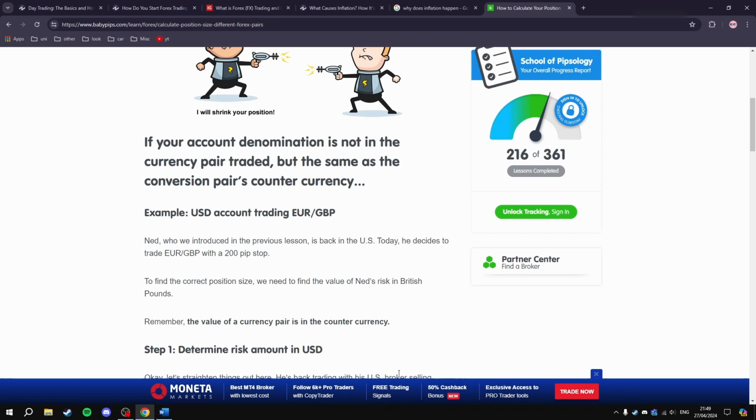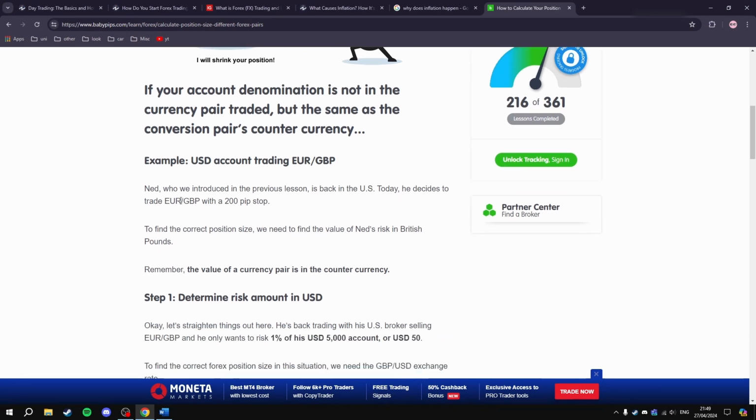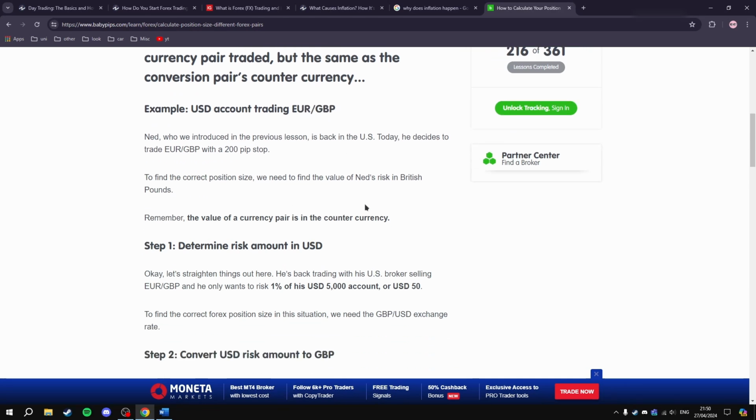Ned, who we introduced in the previous lesson, is back in the US. Today he decides to trade Euro GBP with a 200 pip stop. To find the correct position size, we need to find the value of Ned's risk in British pounds. Remember, the value of a currency pair is in the counter currency, aka the second currency in that exchange rate.